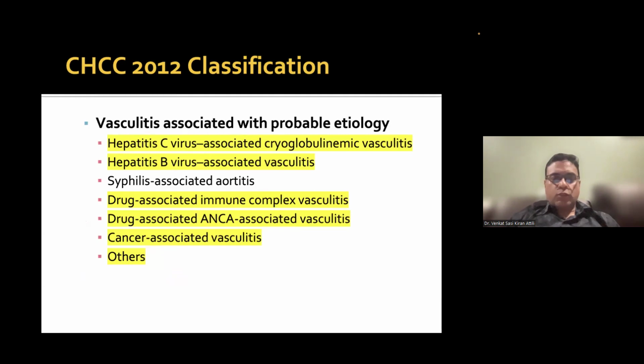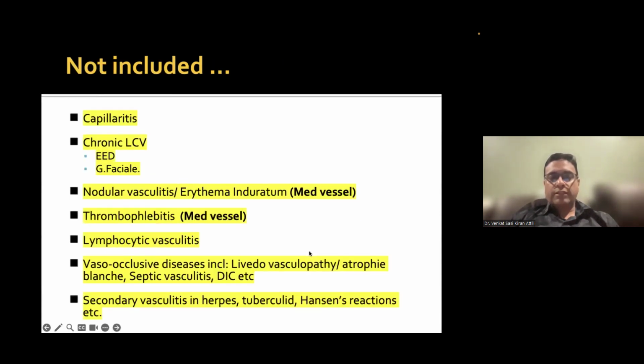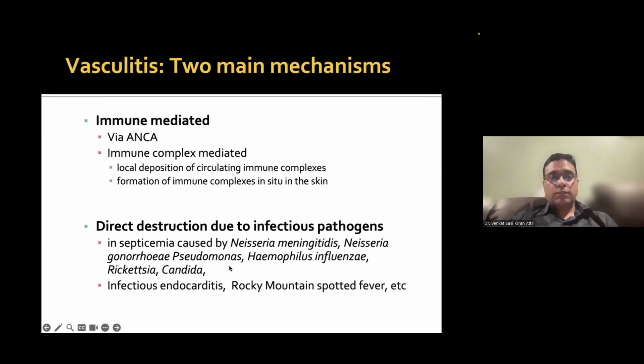But we all know these drug-associated ANCA, drug-associated immune complex, Hep B, Hep C associated vasculitis, etc. But there are a number of diseases that are not included that are very relevant for us. These include capillaritis, chronic leukocytoclastic vasculitis, of which erythema elevatum diutinum and granuloma faciale are examples. There's nodular vasculitis or erythema induratum, which is a medium vessel vasculitis. There's thrombophlebitis, again a medium vessel vasculitis. Lymphocytic vasculitis, a controversial entity, but nevertheless exists. And then you have vaso-occlusive diseases and secondary vasculitis, which are not included in the classification.